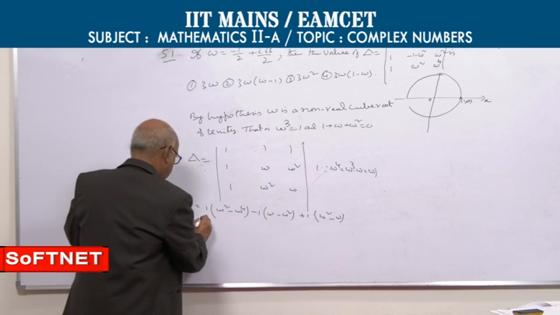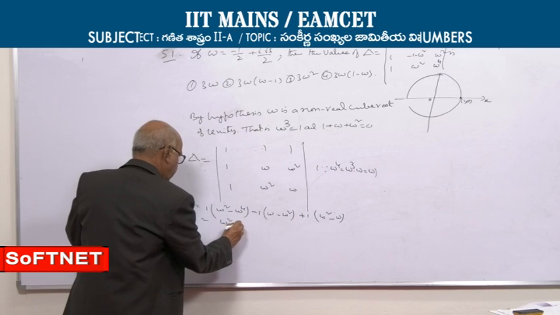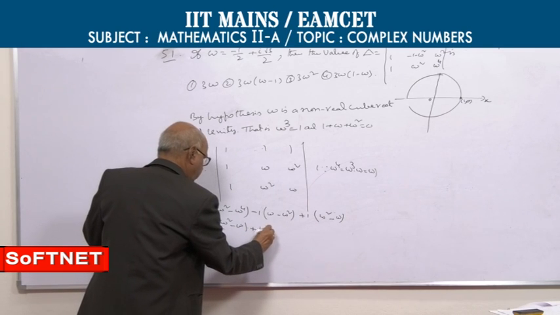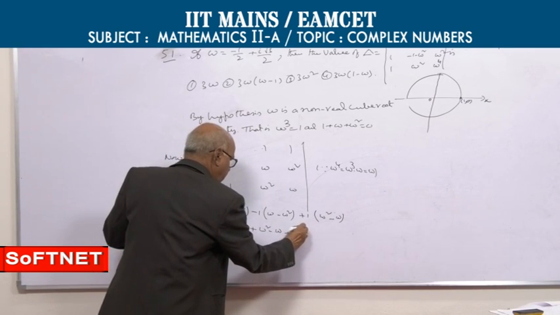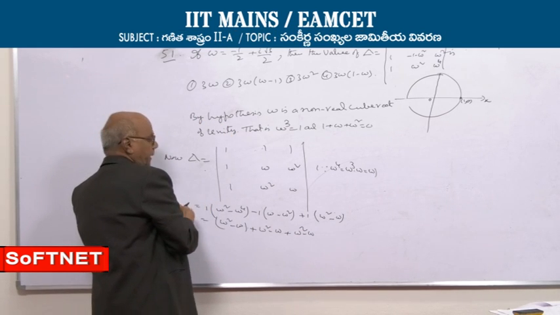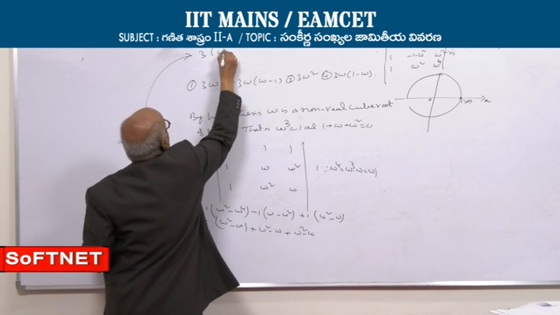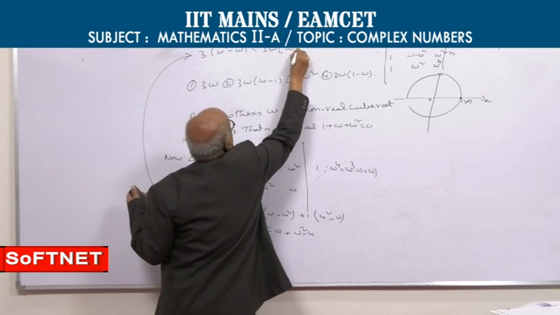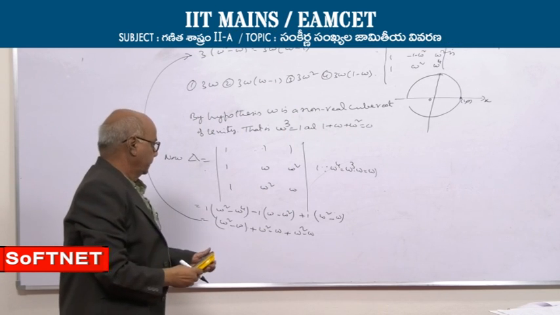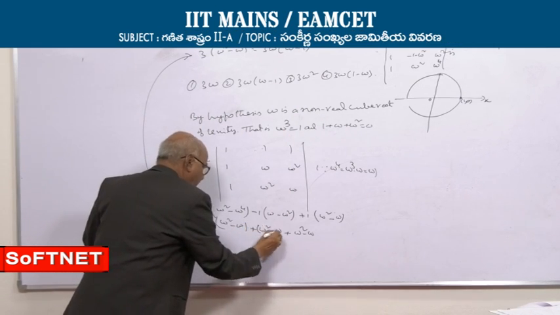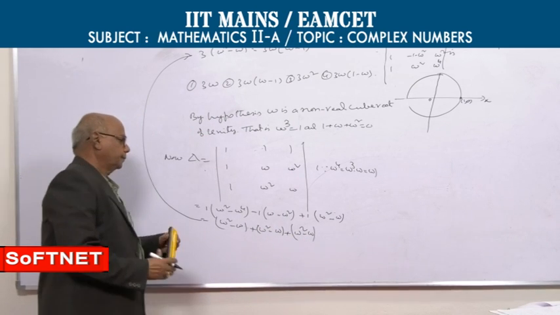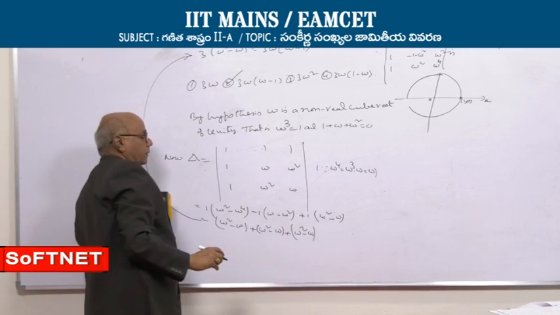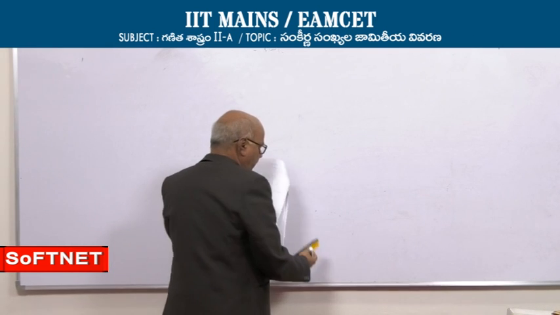So this is nothing but omega square minus omega, plus omega square minus omega, plus omega square minus omega. That indicates 3 into omega square minus omega, which, if you take omega common, is 3 omega into omega minus 1. Right? So the correct answer is option number 2. Right, now problem number 52.